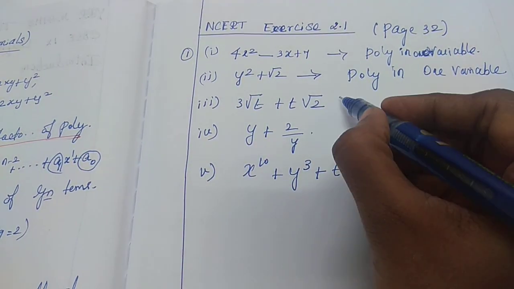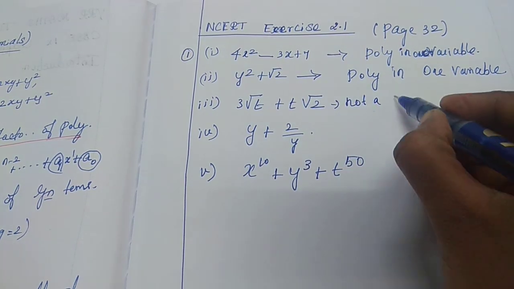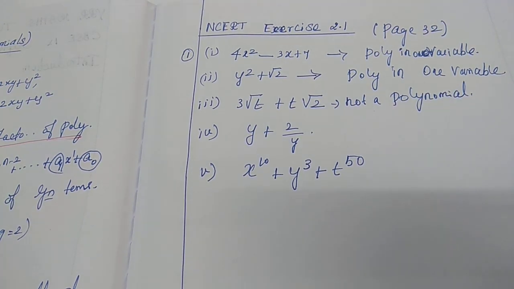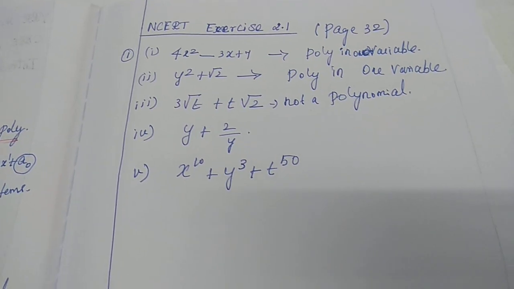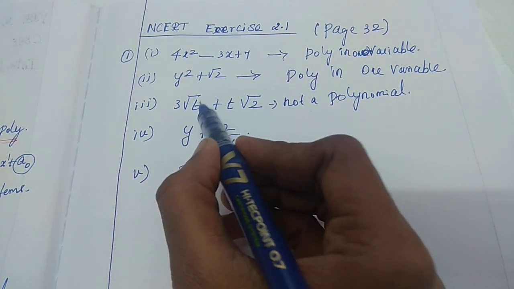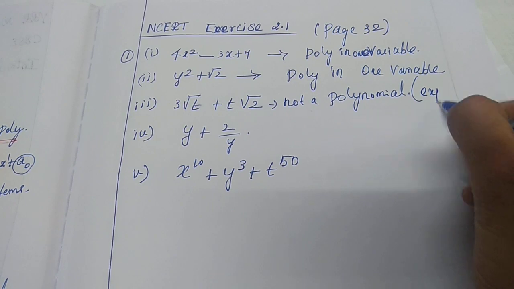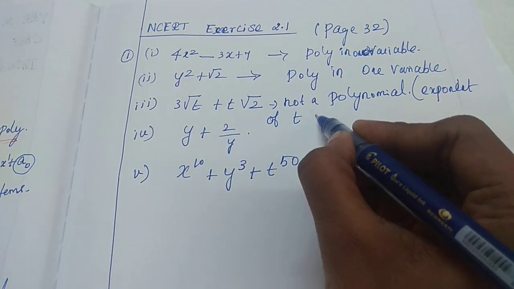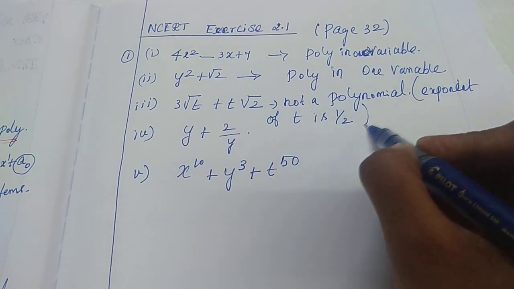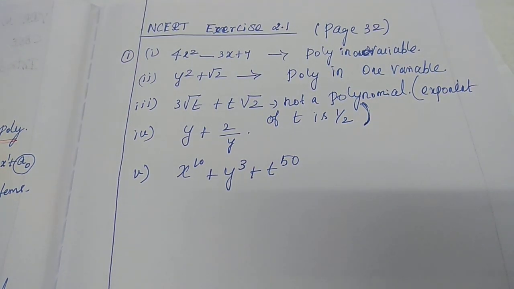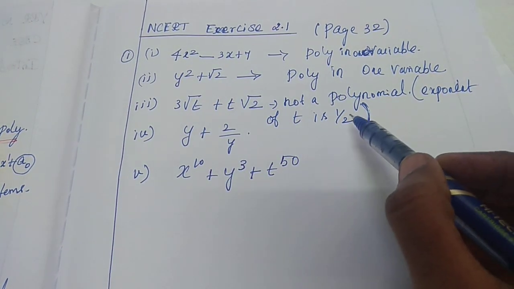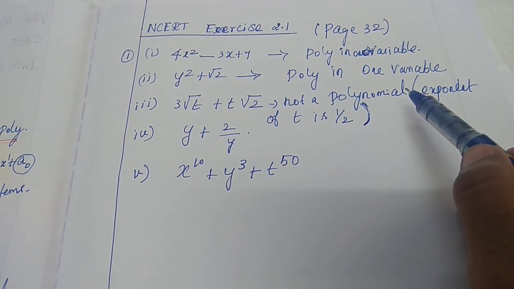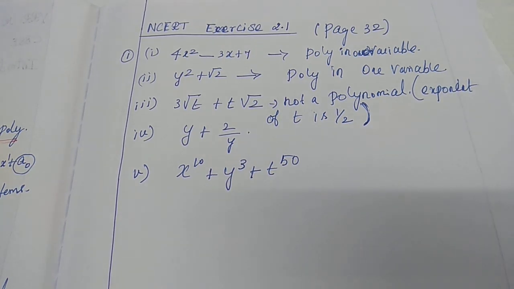And division number 3 is not a polynomial. Write the reason also. The reason is, here the exponent of t is 1 by 2. It is a fraction. So the power is of the form of a fraction. It is not a polynomial. Therefore, it is not a polynomial in one variable.